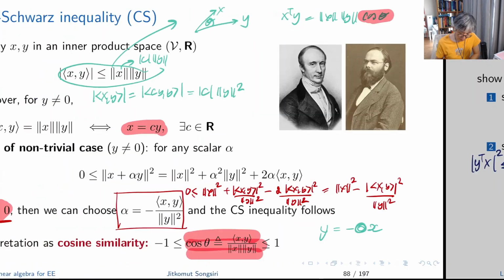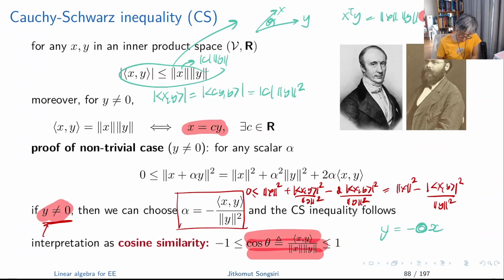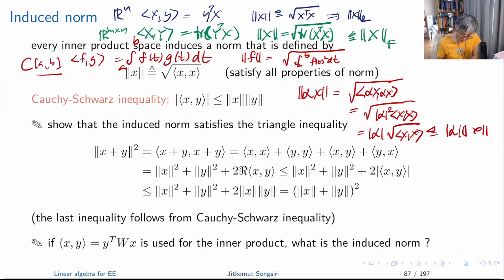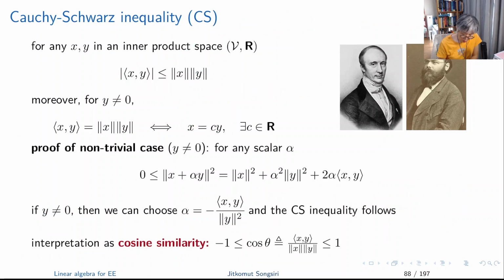Let's come back a little bit, because we still have some information that I need to address. You see that the Cauchy-Schwarz inequality is very useful, but in order to apply it, let me note again that this has to be the induced norm of the inner product you choose here.